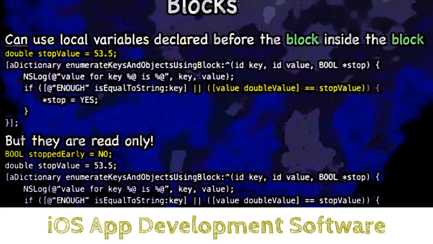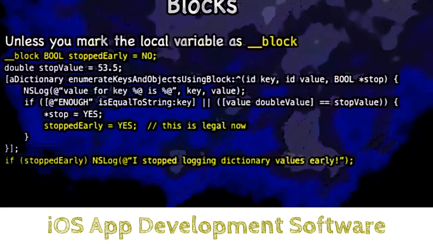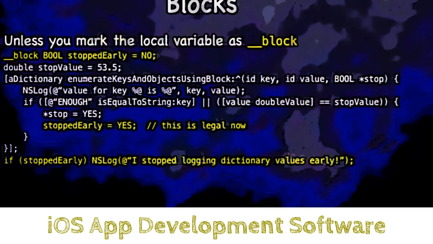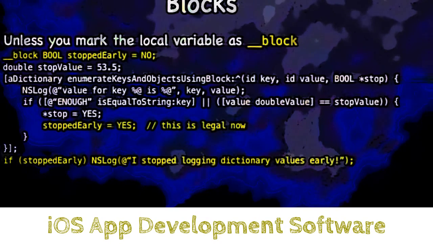However, there's actually a way to make it so it's not read-only, which is to put underbar underbar block in front of it. If you put underbar underbar block in front of a local variable, then the compiler will generate code that transfers stopped early off the stack into the heap so that it can be used by the block, and then when the block is finished, it'll copy the information back into the heap and then back onto the stack. Okay, all happens magically. So if you have underbar underbar block, it knows to do that. So that's a little magic you put in there. Now your variables can go both ways. So now stopped early equals yes is legal.